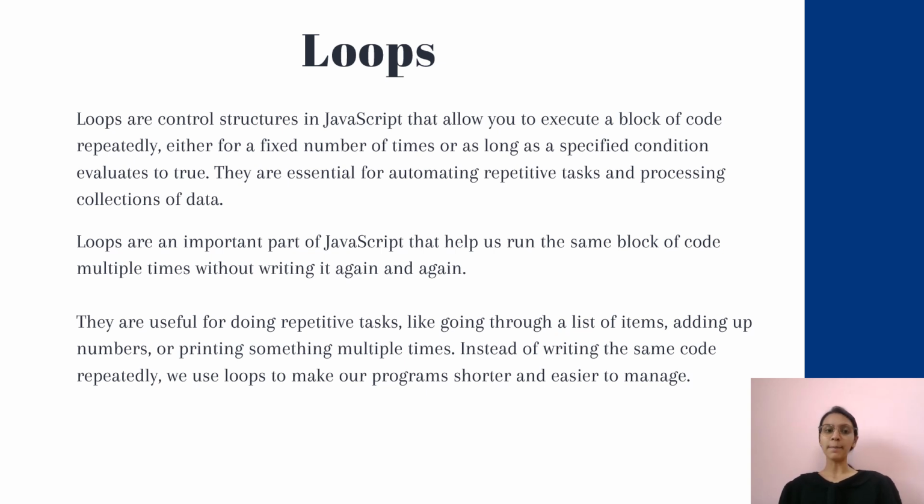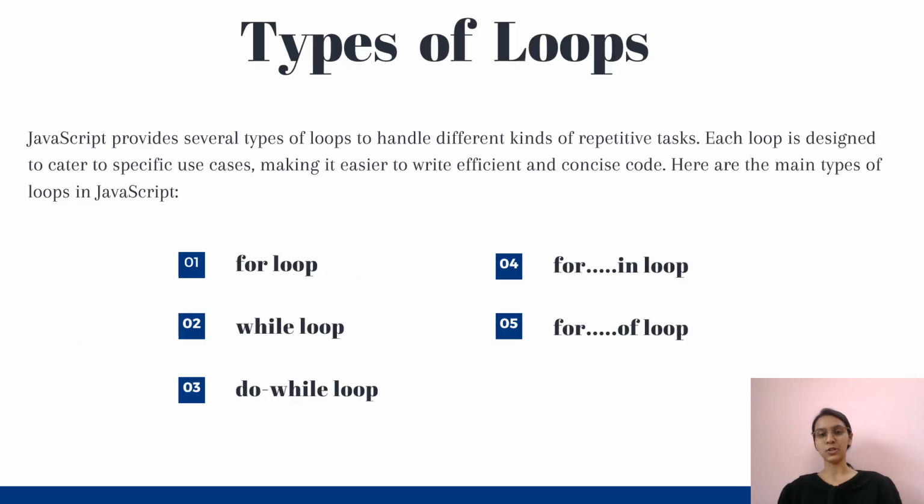Loops are an important part of JavaScript that helps us run a block of code multiple times without writing it again and again. They are useful for doing repetitive tasks like going through a list of items, adding up numbers, or printing something multiple times. Instead of writing the same code repeatedly, we use loops to make our program shorter and easier to manage.